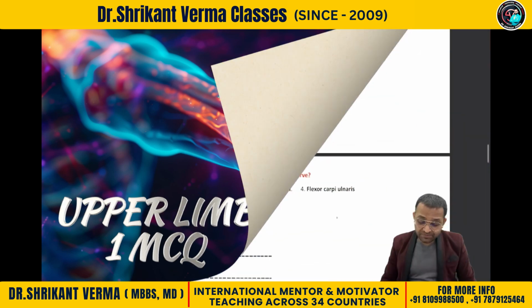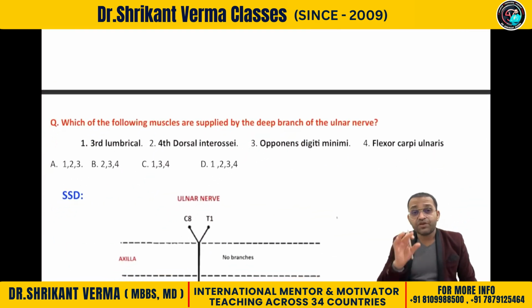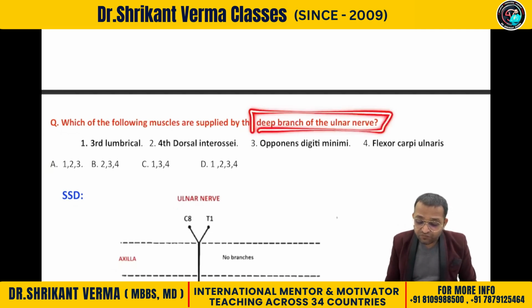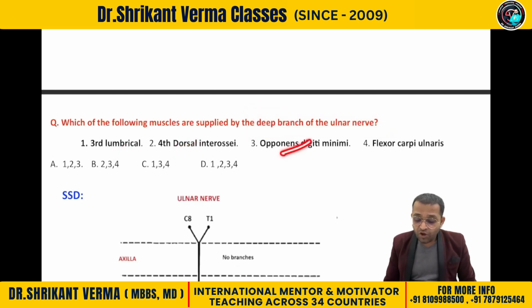Okay, so this time again they ask the same thing: which of the following muscles are supplied by the deep branch of the ulnar nerve? Options are third lumbrical, fourth dorsal interosseous, opponens digiti minimi, and flexor carpi ulnaris. During the class I told you the course of the ulnar nerve, it's all the clinical aspect with integration to the other subjects as well as the branches.